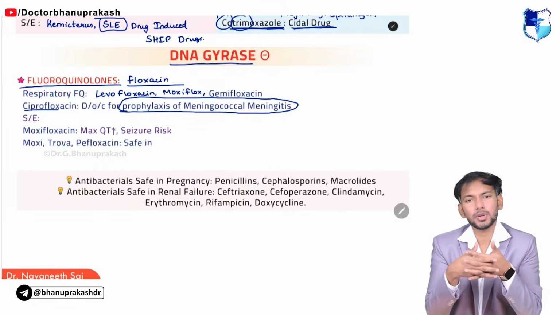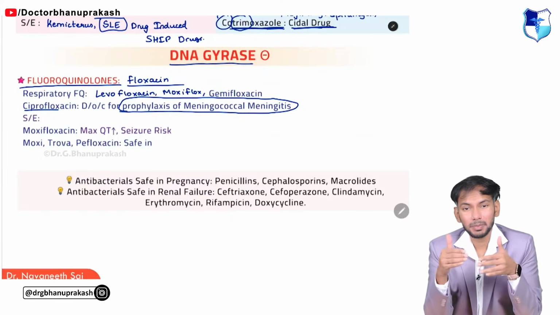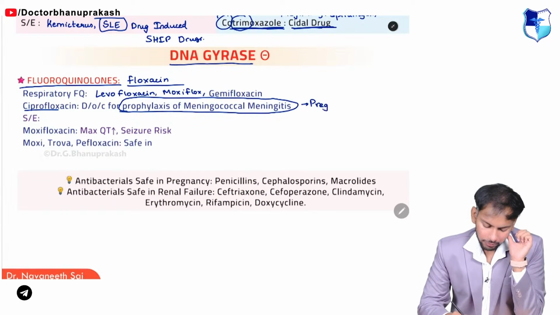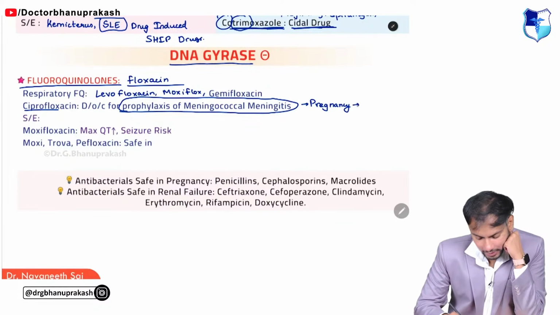What is the drug of choice for empirical treatment? Empirical treatment is ceftriaxone. Okay. But in pregnancy, you cannot give ciprofloxacin because it is contraindicated. So, again in pregnancy, you will give ceftriaxone even for prophylaxis.